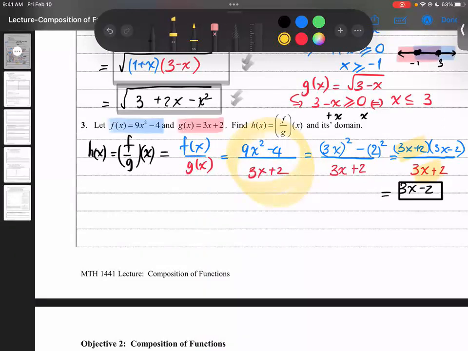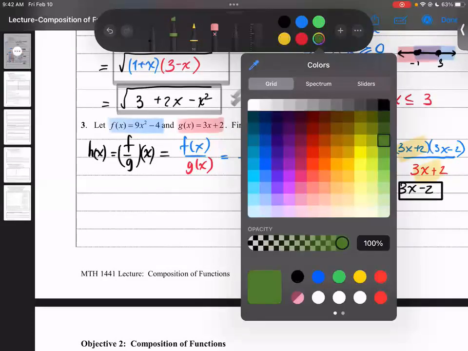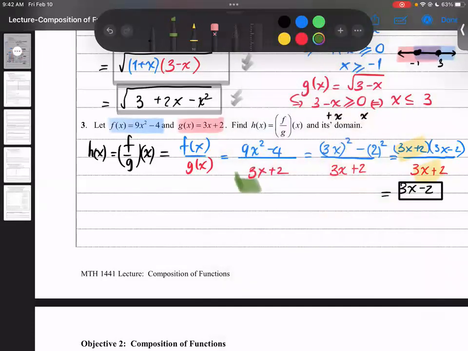Because you're starting with two functions, as opposed to the previous class where we started with one function. Here we have two people liking two different things, so you have to take that into account. So x cannot be what? Looking at the original function.